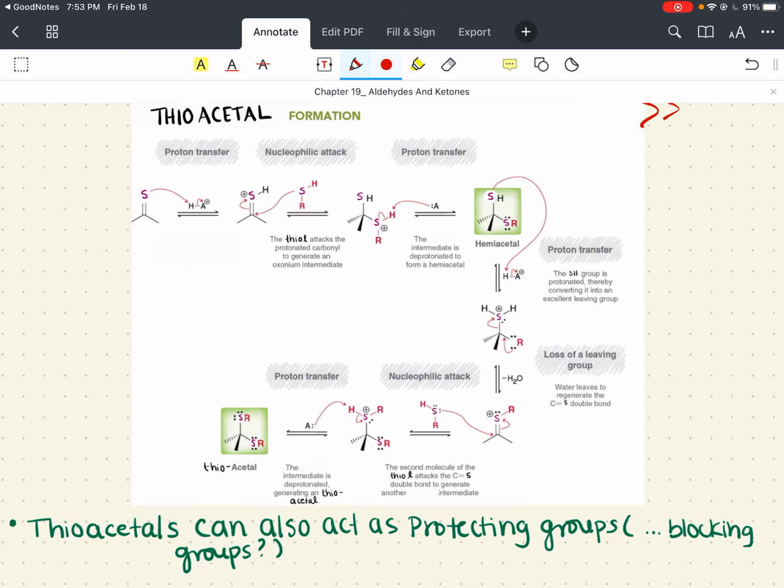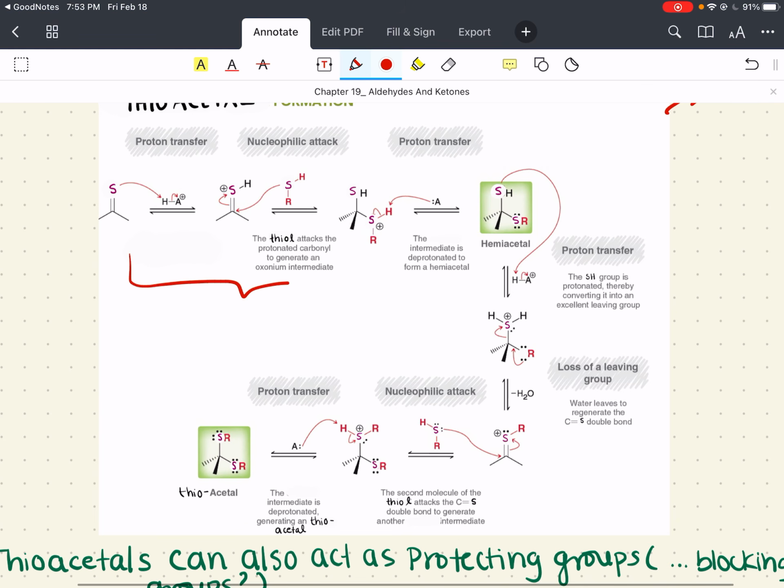And just looking at the mechanism here, our first 3 steps are the same. Proton transfer, nucleophilic attack, then proton transfer, resulting in the intermediate of hemiacetal, right? Half an acetal.